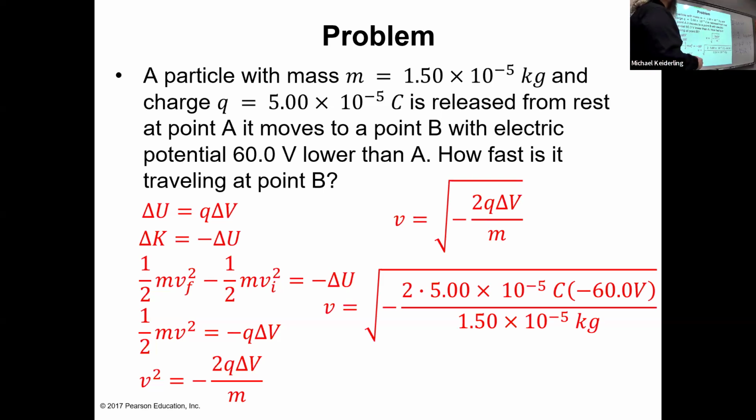So if we plug in our numbers, Q is 5 times 10 to the minus 5 coulombs. Delta V is negative 60 volts, because we dropped by 60 volts. And 1.5 times 10 to the minus 5 kilograms is the mass. The minus signs cancel. The 10 to the minus 5s cancel. And we get a velocity of 20 meters per second.